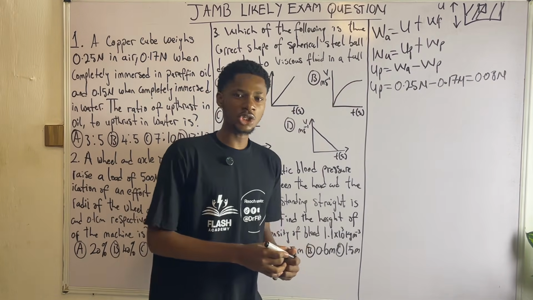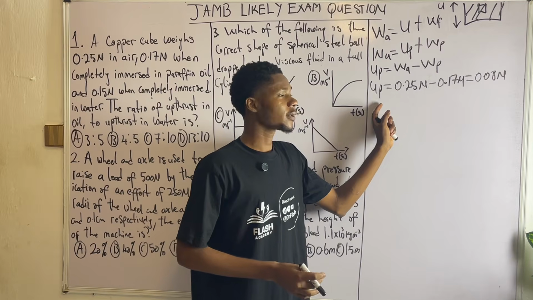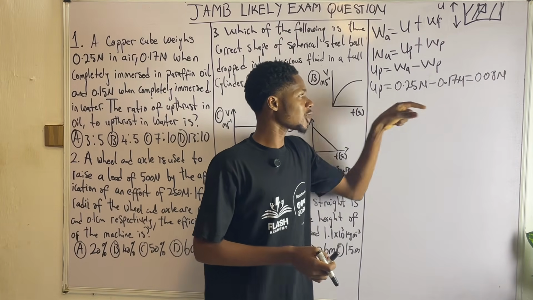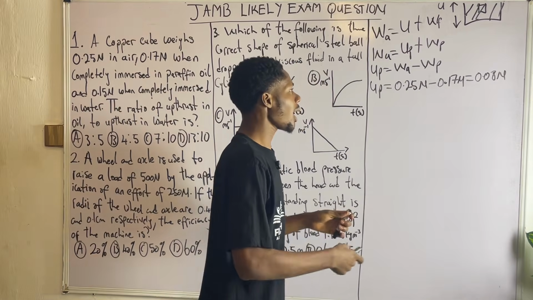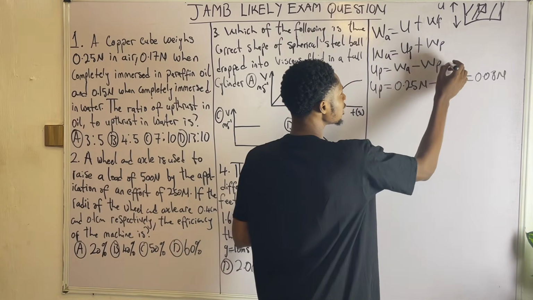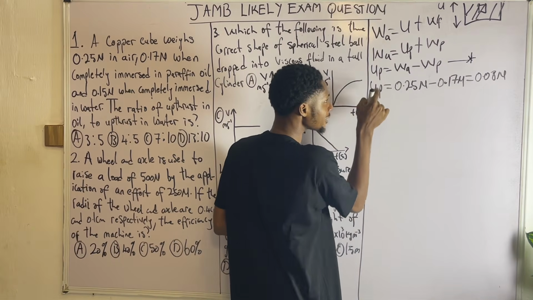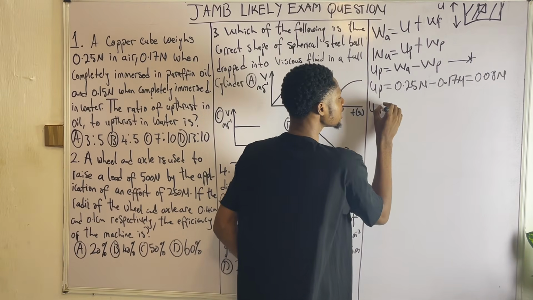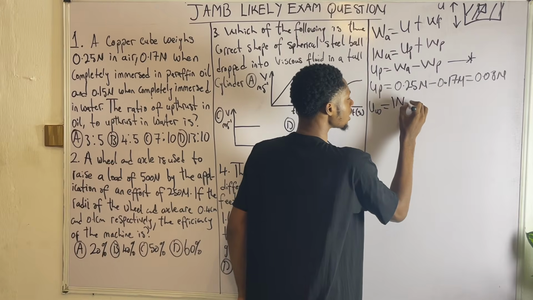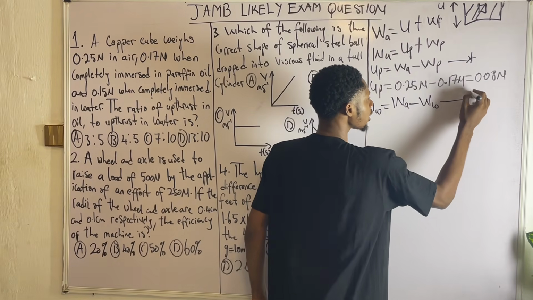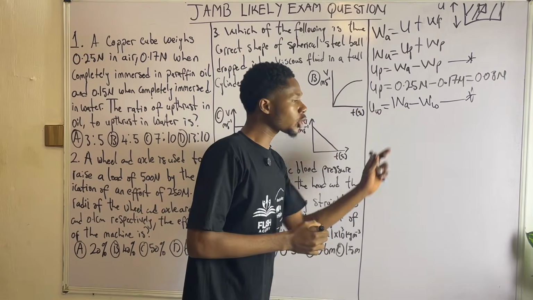Now ladies and gentlemen, this is the upthrust force acting on that copper cube when you place it inside paraffin oil. How about when you place it in water? Similarly, using the same equation, you're going to get the upthrust in water, U_w, equal to the weight in air minus the weight in water. This is the second formula; this one will also work for water. The same rule applies.